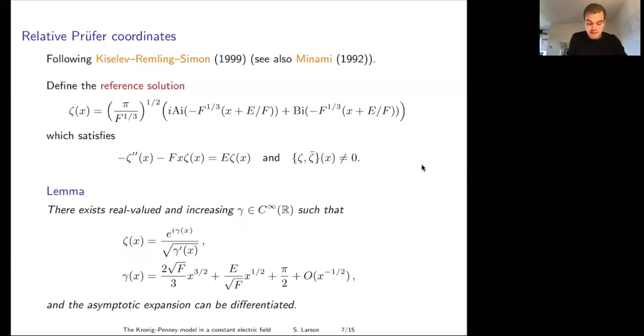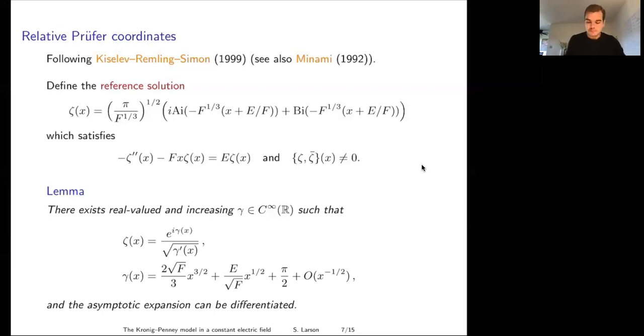We can represent theta as e to the I gamma divided by square root of gamma prime, and gamma has an asymptotic expansion to any order in terms of powers of the square root of x, and this asymptotic expansion can be differentiated term by term. The only thing that you need to keep in mind here, or I will remind you of it whenever you need to remember it, is that gamma behaves like x to the 3/2, and gamma prime is essentially a square root of x.